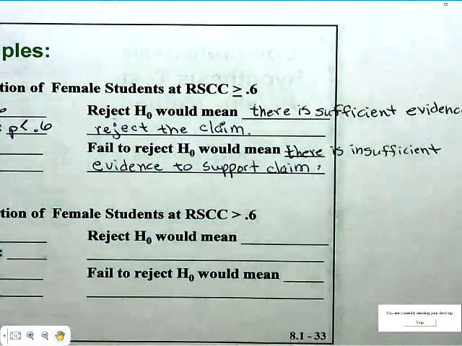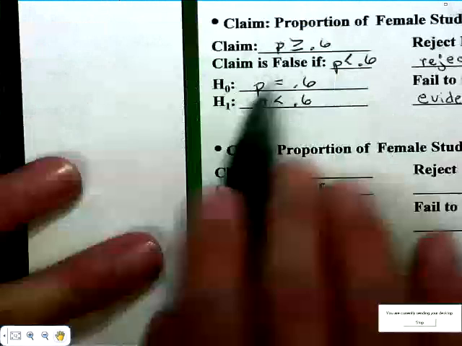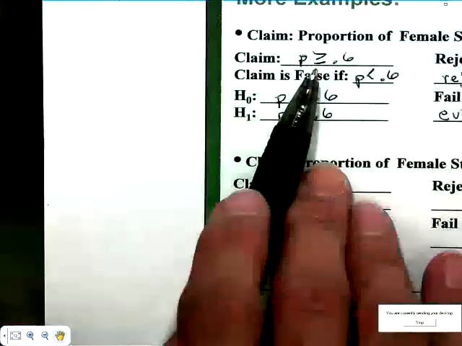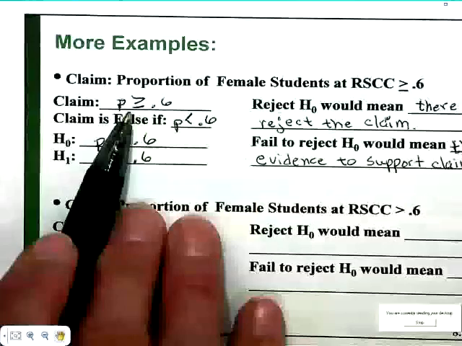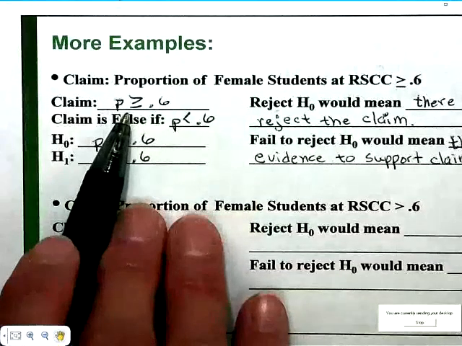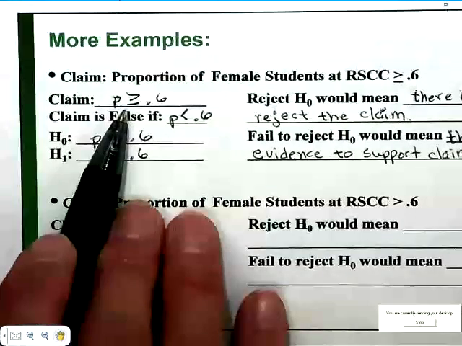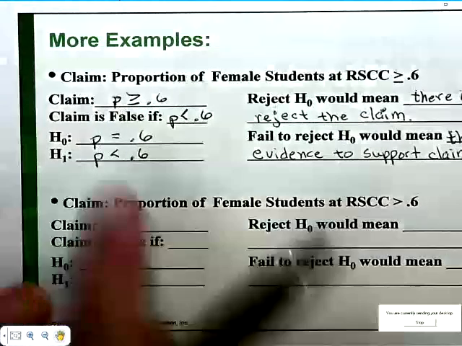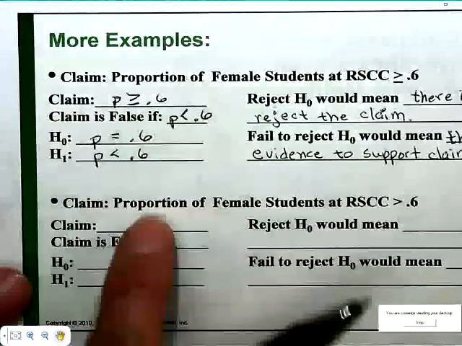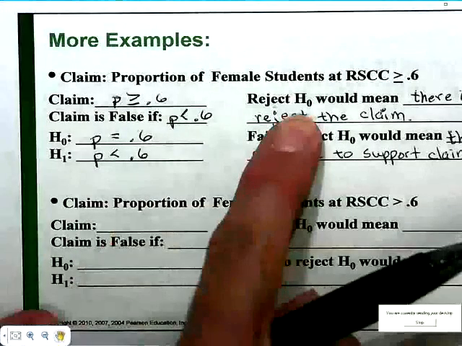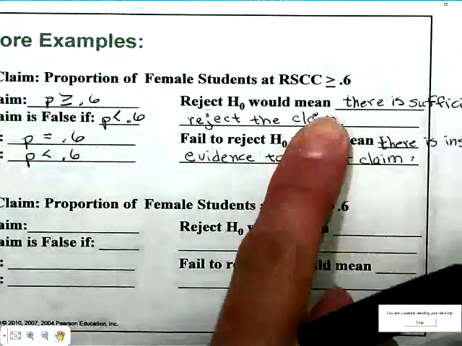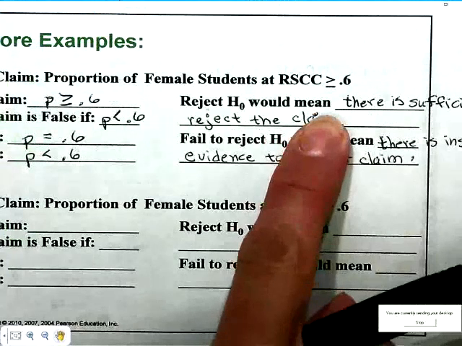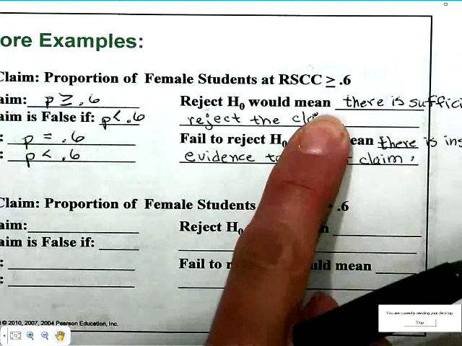Insufficient. Yep. What was the claim? Insufficient evidence to support the claim that what? That's perfect. Yep. So you have to have this written down because reject the null doesn't always mean support the claim. It doesn't always mean reject the claim. It depends on what the null is, what the alternative is, and what the claim is.